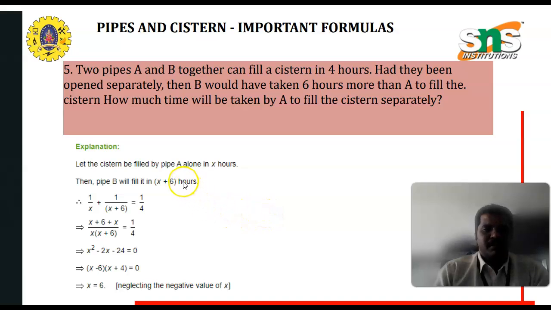So 1 by x plus 1 by x plus 6 equals 1 by 4. So x plus 6 plus x, divided by x into x plus 6, is equal to 1 by 4. So x squared minus 2x minus 24 equals 0. So x minus 6 into x plus 4 equals 0. So x equals 6, neglecting the negative value of x.